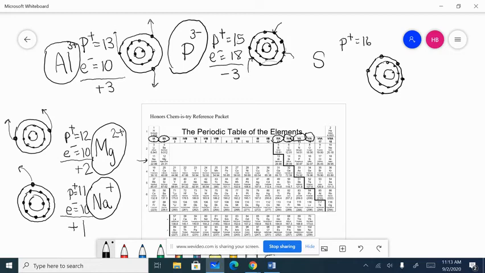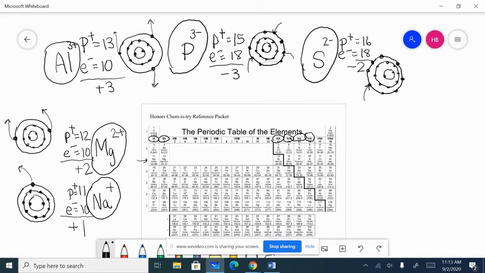Now, he would have to lose 6, or he could just gain 2. And he's going to gain those 2. He is a nonmetal, so he likes to gain, and that would give him 18 electrons, just like argon. Plus 16 and minus 18 gives you a -2 charge on the ion. So sulfur will have an ion charge of -2 like that.